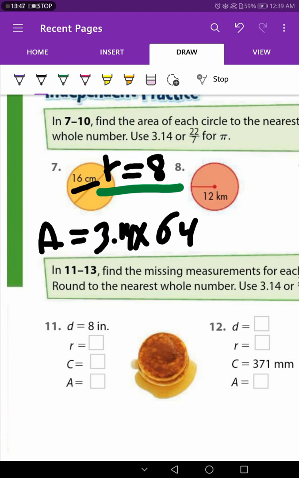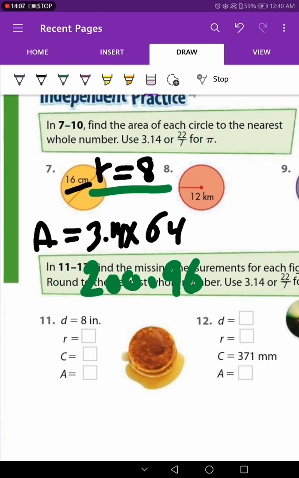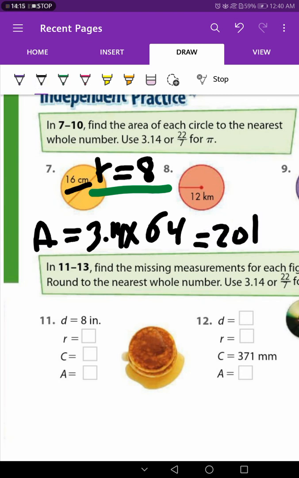Okay, now what do I have? I have 3.14 multiplied by 64, which equals 200.96. You can write it to the nearest whole number, which would be 201. So you can write the answer as 201. What is the unit? Centimeter square.